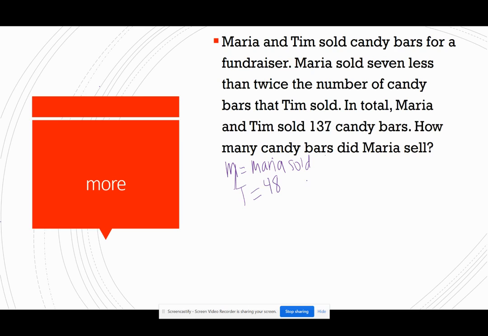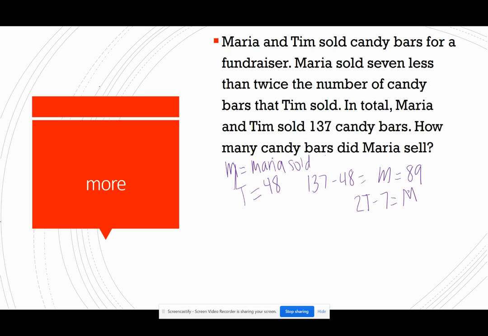48. So we do 137 minus 48, and that means Maria sold 89. And the other equation we got was 2t minus 7 equals m.